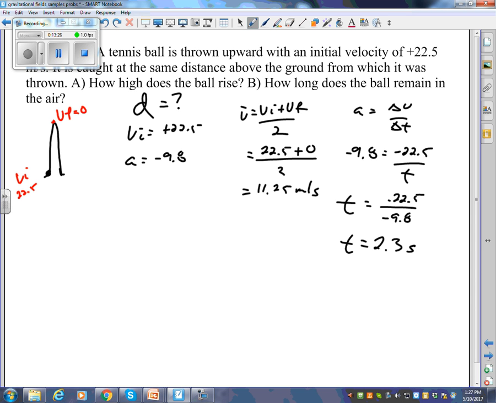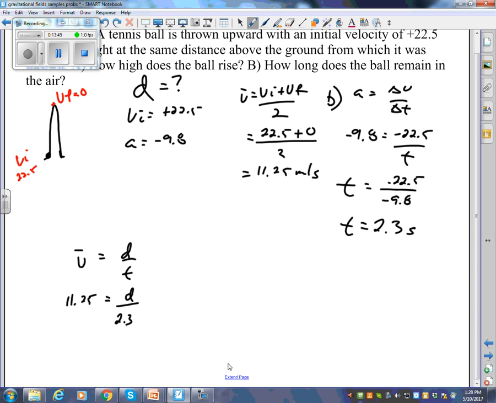That's actually the answer to B, isn't it? Right? That's actually the answer to B. We're going to have to do it out of order here a little bit. So now you're going to go V bar equals D over T. This turns into a multiply.